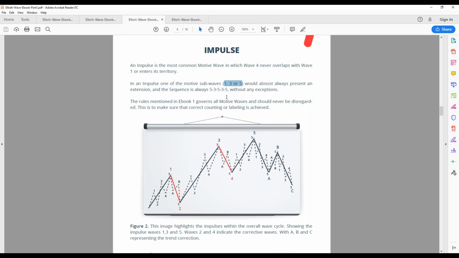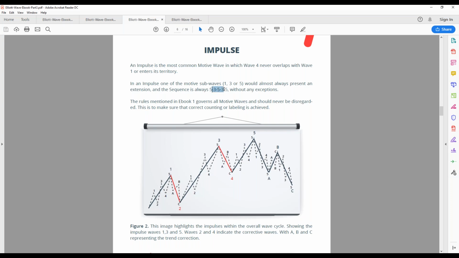So the dominant trend's main moves and waves in favor are, as I said, 1, 3, and 5, right? And one of these three waves, 1, 3, or 5, would present an extension in order for the trend to have continuation, right? And the sequence of an impulse, very important, is always 5, 3, 5, 3, 5. We're talking about an impulse here, and I know that some people would say, "Oh, that's not true, Richard."